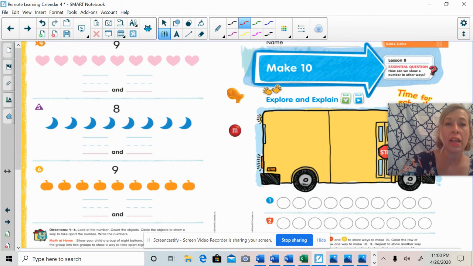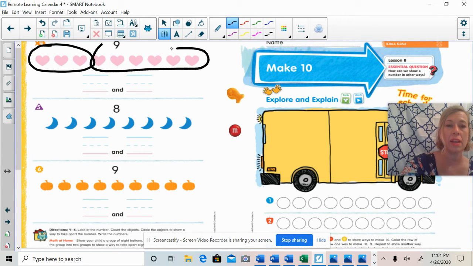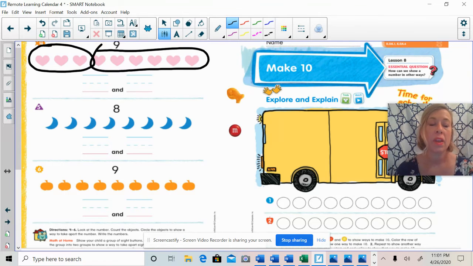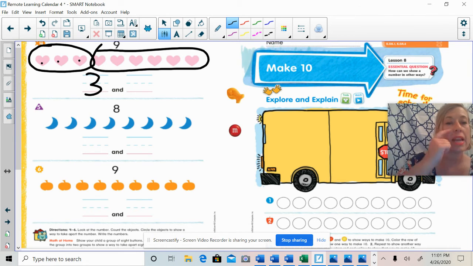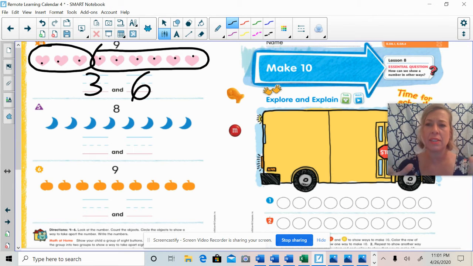Now, we've talked about how you can color to show combinations. I also can put things into circles or ovals, and that's how I can separate them. So look at the number 9. It already has 9 hearts. But if I were to break them apart into a combination, I can circle some into one circle and another into the other one, or ovals. So in my first group, I have 1, 2, 3 hearts. And in the second group, I have 1, 2, 3, 4, 5, 6. Be a careful counter. Even the smartest scientists in the world have to be careful counters. So 3 and 6 is a way to make the number 9.